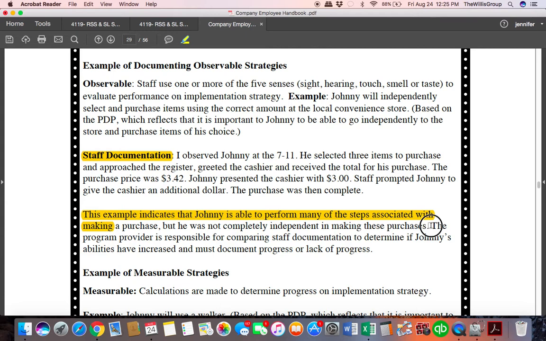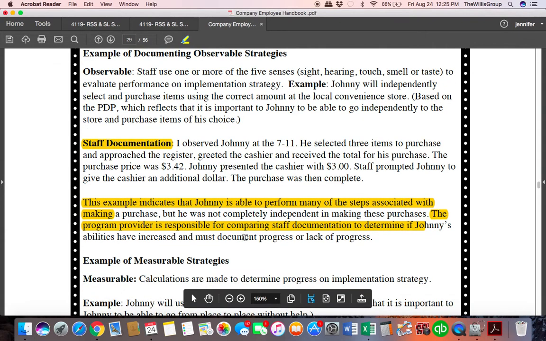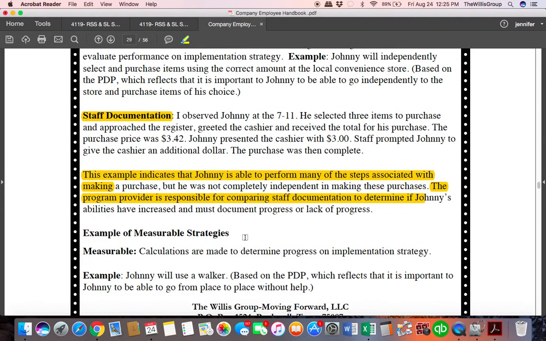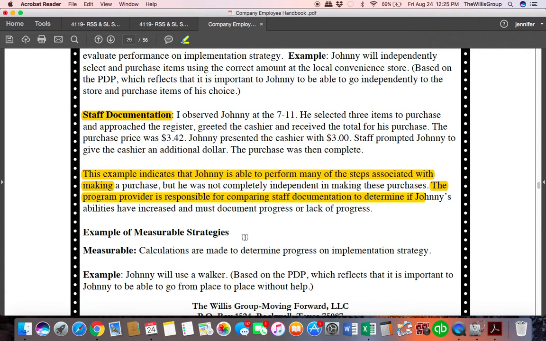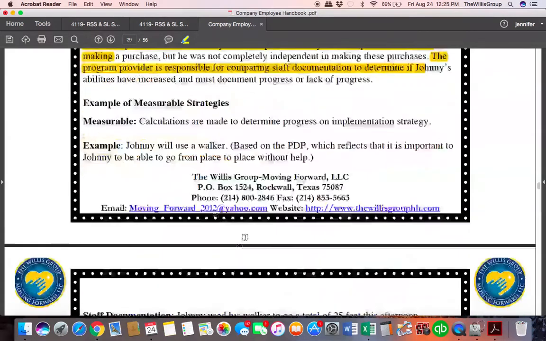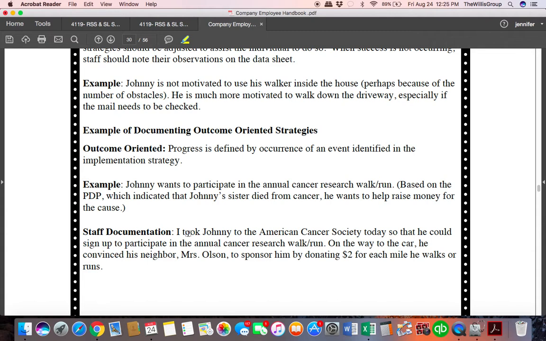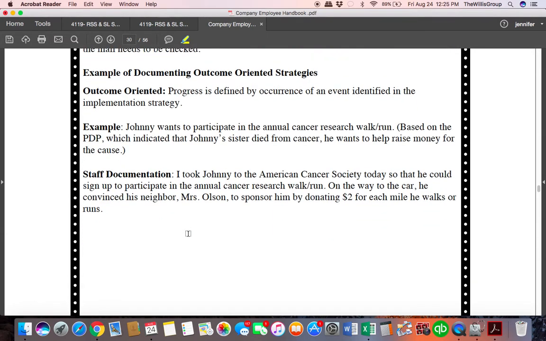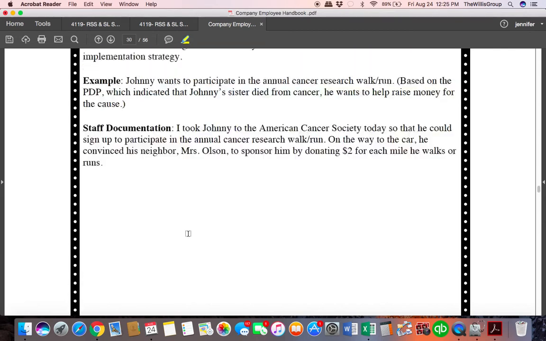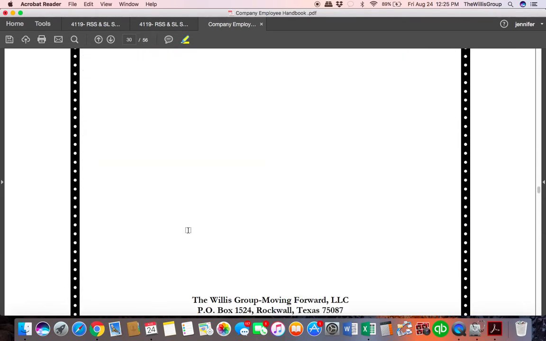This portion really refers back to the case manager, because the case manager does review your forms so that we can find out whether or not an individual is making progress, or if there's a lack of progress, meaning that we need to change and do something different to help this individual become more independent in their day-to-day activities. There are some additional examples as you go on to page 30, on how to document and why we are documenting.